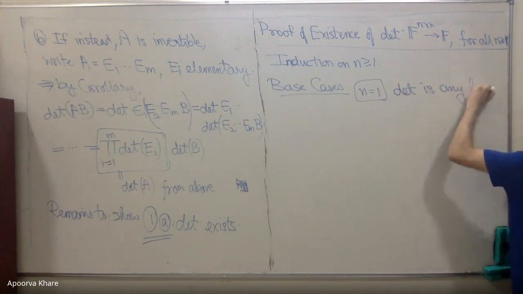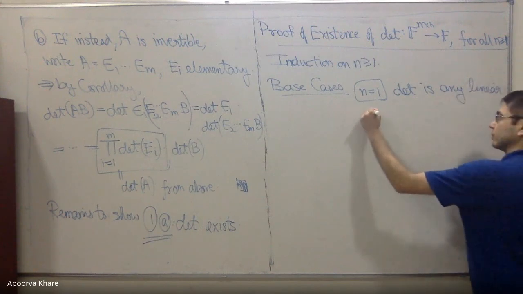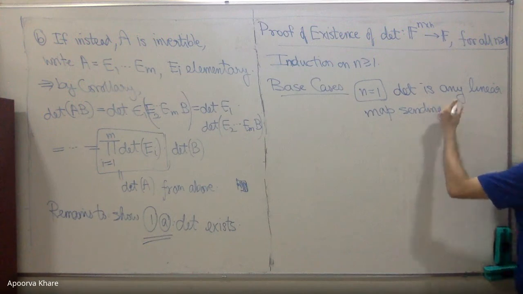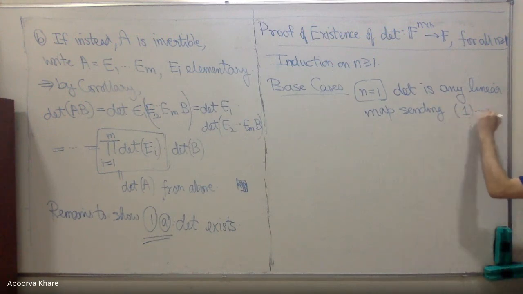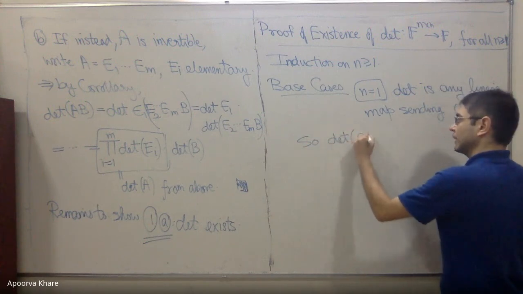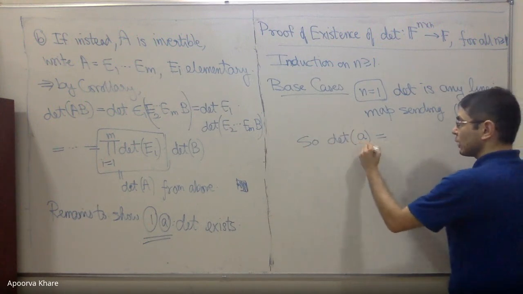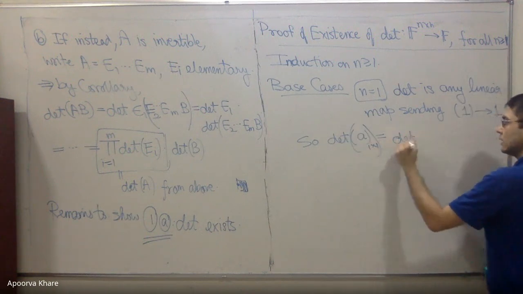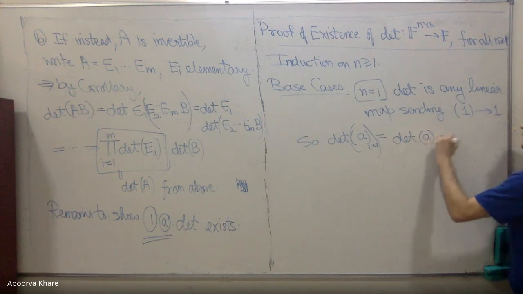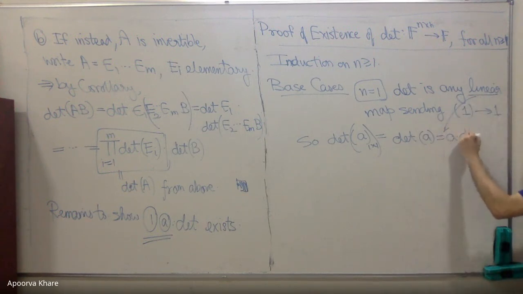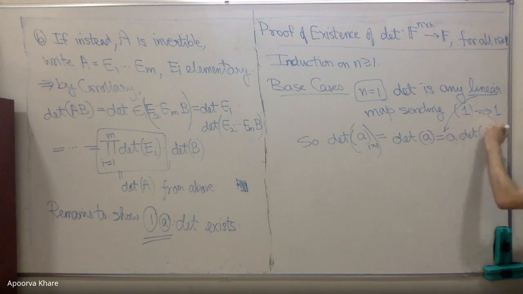So the determinant is just a linear map that takes 1 to 1. Is any linear map sending the identity matrix, which is just 1, to 1. But then we are done. So det of A, remember, A is a 1 by 1 matrix. So det of this 1 by 1 matrix is just det of A, which is A, but it's linear. So linear I use here: A times det of the identity. I use here: A times 1, which is A.